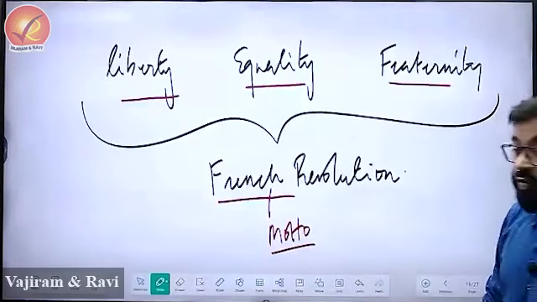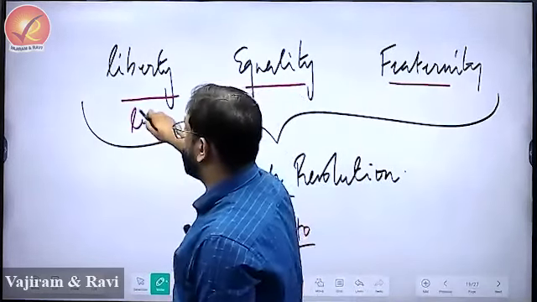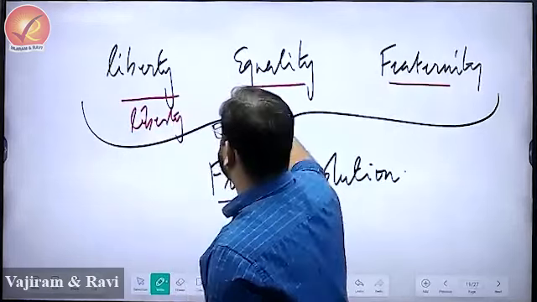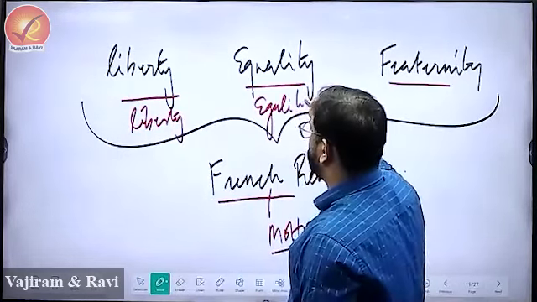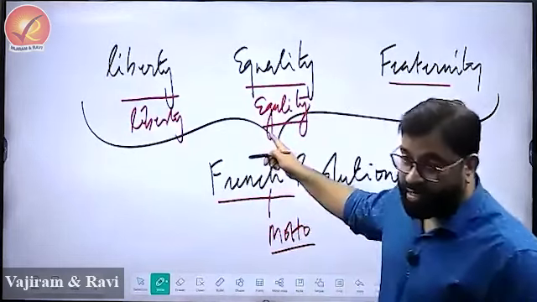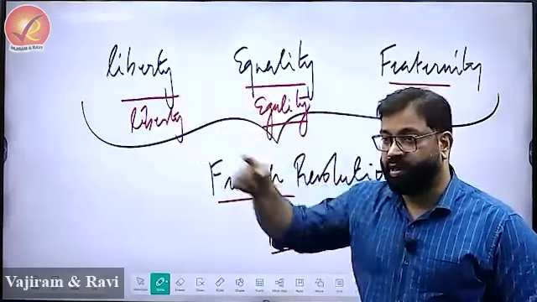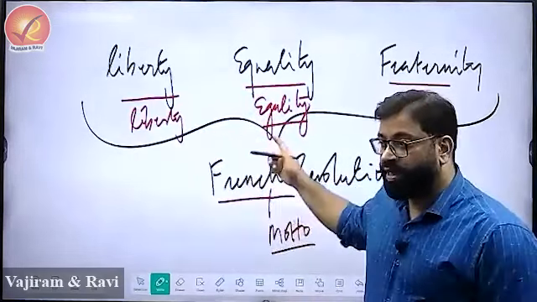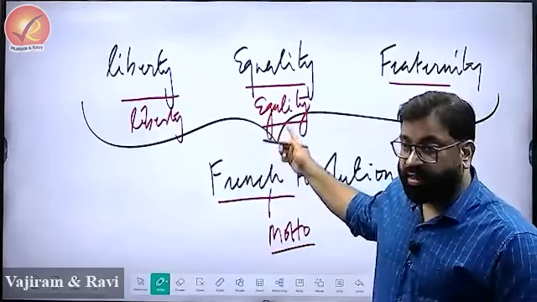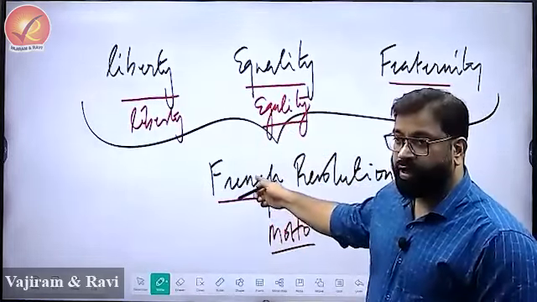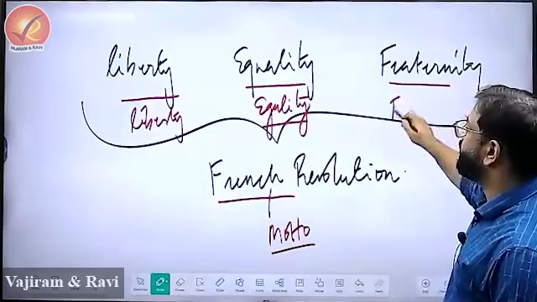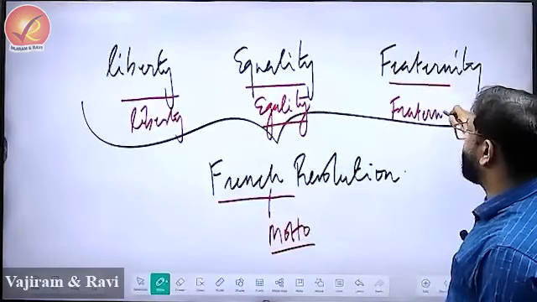What is the motto of the French government? It is liberty, equality. They call equality egalite. Hence we learn a term, egalitarian society. A welfare society is an egalitarian society. That equality is the motto of the French government, and the last one is fraternity.